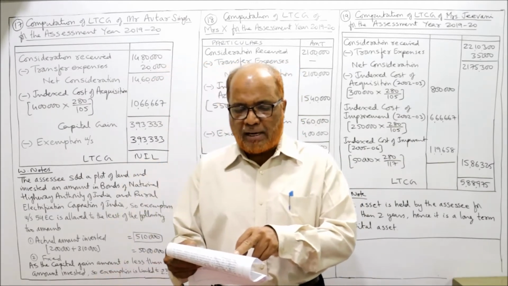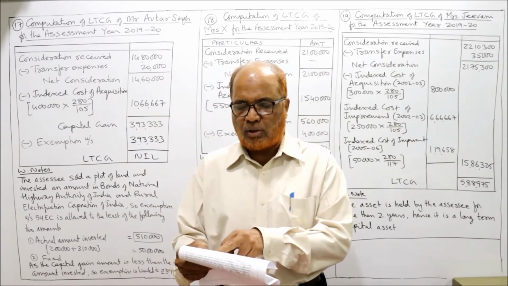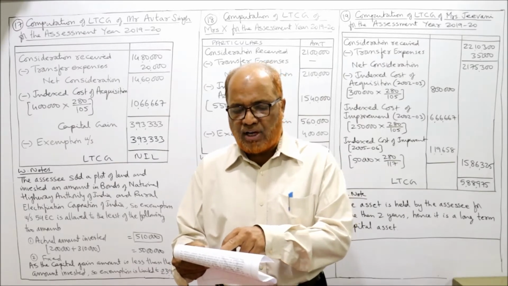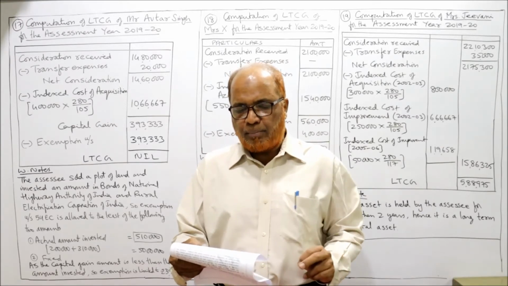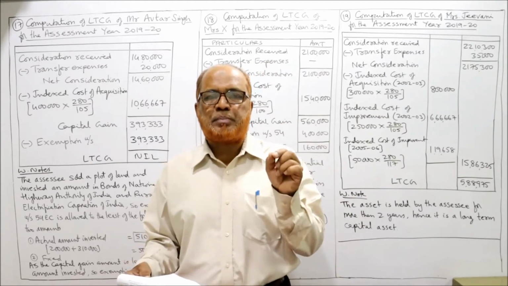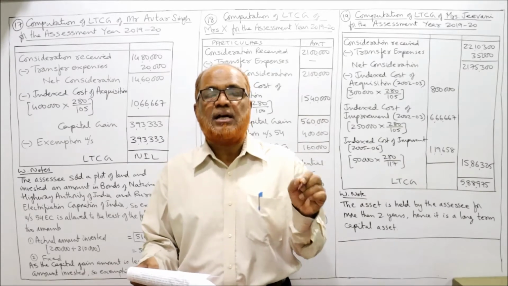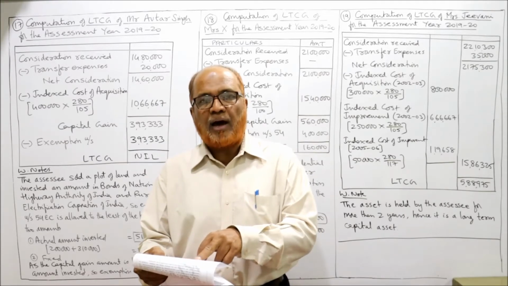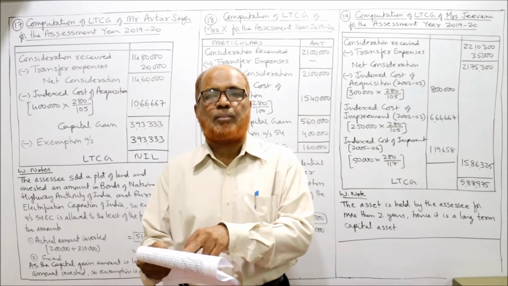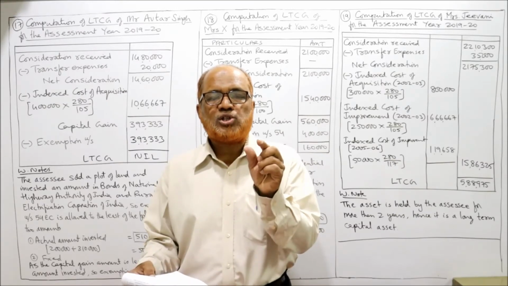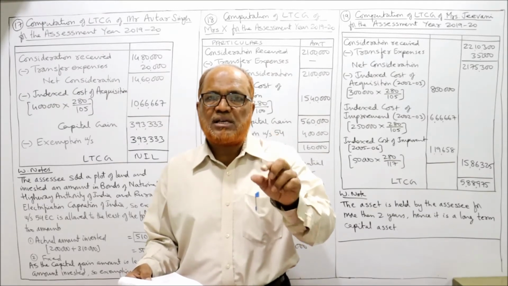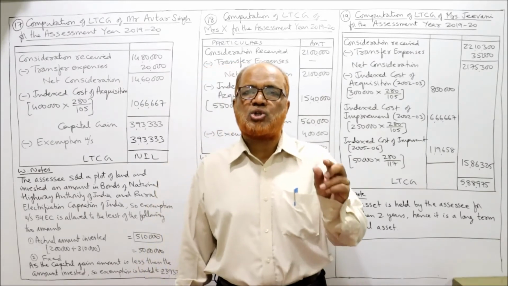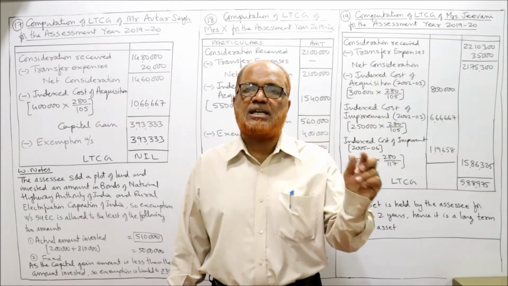He invested rupees 2 lakh in bonds of National Highway Authority of India and 3,10,000 in the bonds issued by Rural Electrification Corporation Limited. That means when the amount is invested in specified securities, like bonds of National Highway Authority of India and bonds of Rural Electrification Corporation India Limited, these are called specified securities. So if the assessee invests in specified securities, he will get the exemption under section 54EC.